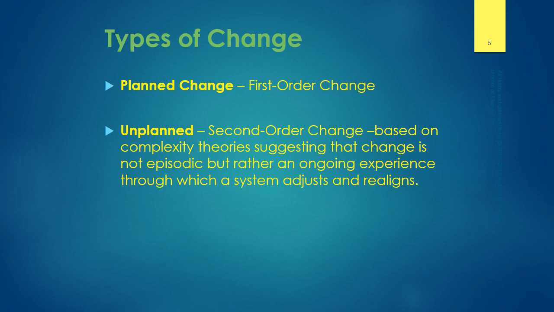Let's look at the types of change. There is planned change, which is also called first order change, and then there is unplanned change or second order change. It is based on the complexity theories that suggest that change is not episodic, but rather an ongoing experience through which a system adjusts and realigns.